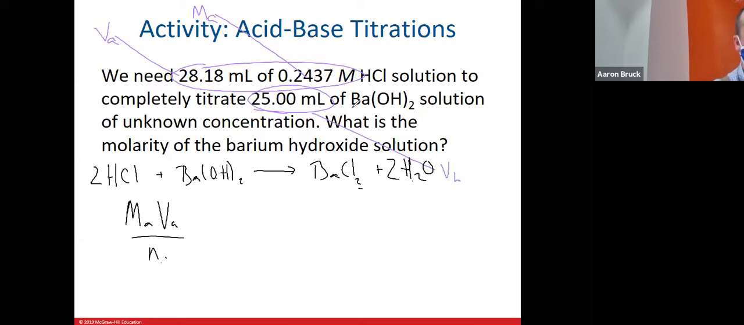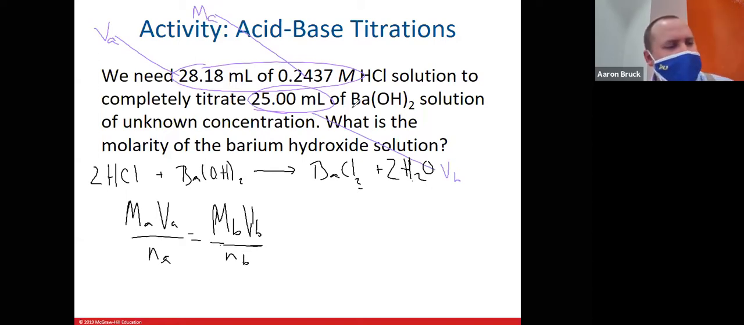Remember my dilution equation, or my titration equation: molarity of acid times volume of acid over coefficient of acid is equal to molarity of base times volume of base divided by coefficient of base. My molarity of acid is 0.2437 molar.